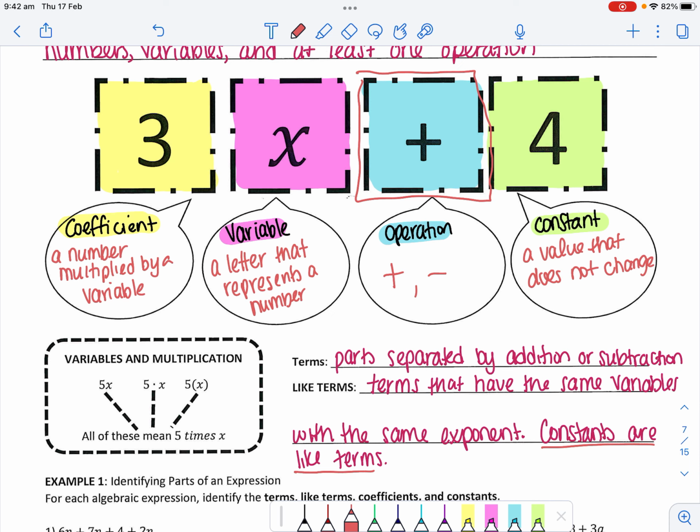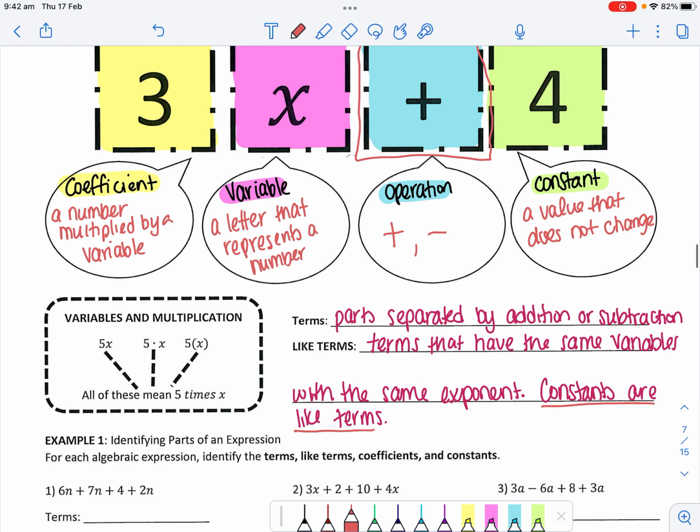So this is an algebraic expression, 3x plus 4. It's called an algebraic expression because it has variables in it. We did numerical expressions with order of operations. Those were just numbers. Now we're throwing that variable piece in there. In this little box right here, you can see I talked about variables and multiplication. So seeing that 5x directly next to each other is going to be 5 times x. You can still see it with the dot in the middle, but when we write our algebraic expressions, you're not going to see it that way. And then also we can have parentheses around it, which also mean multiplication, and we talked about that one a ton with order of operations.